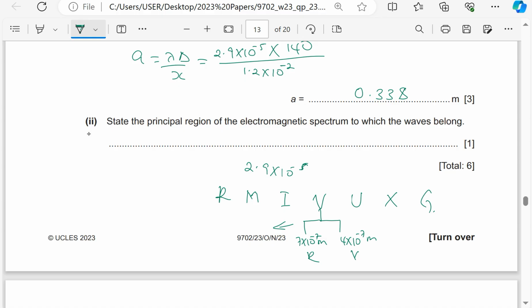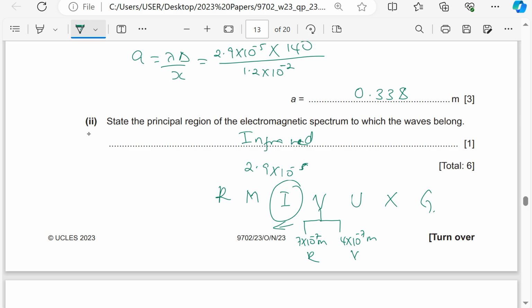When I add plus 2 on the power of red, I get minus 5. So that means this is going to be infrared. When I add plus 2 on red, which is 7 times 10 to the power of minus 7, I get the power of minus 5. So this is automatically going to be infrared.